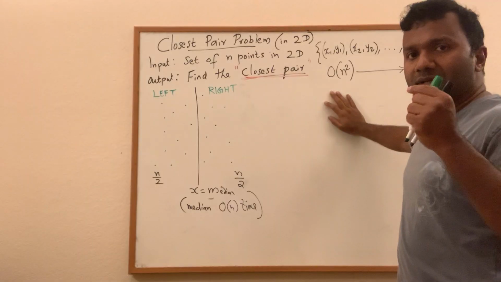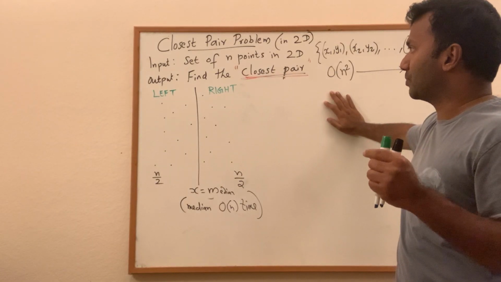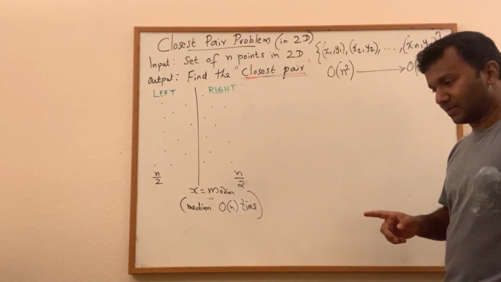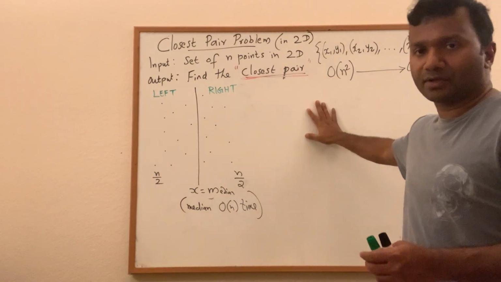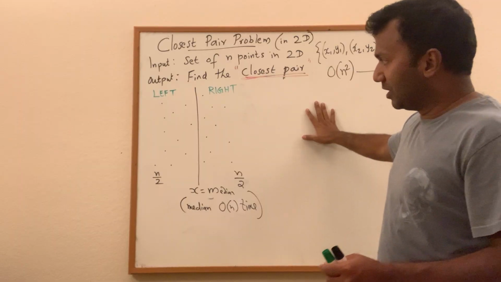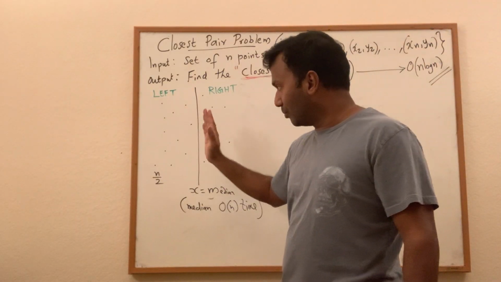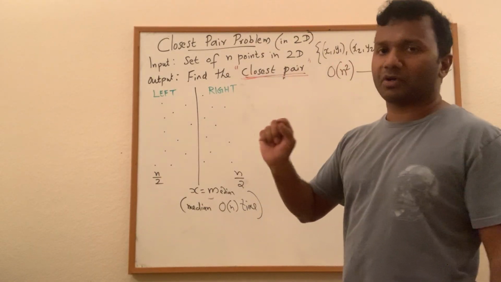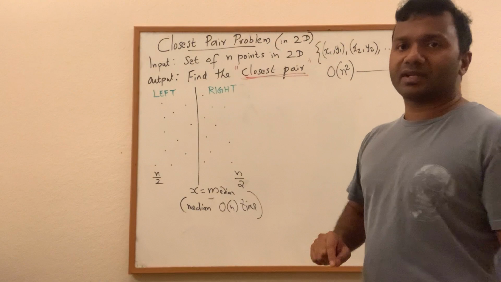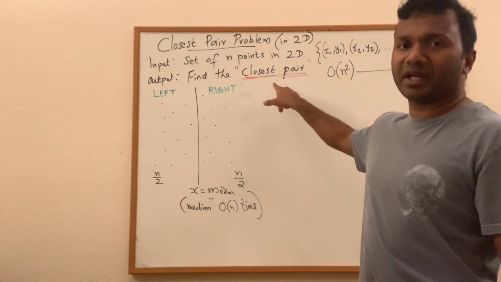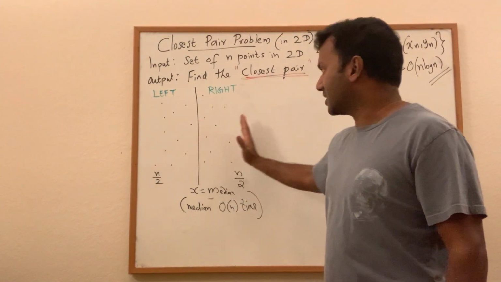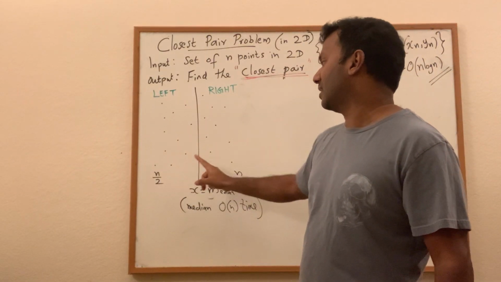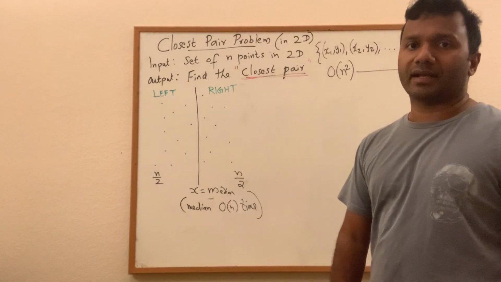Now there are three possible cases, right? The first case is this. The output which I am looking for, that is the closest pair, will be on the left side, that is both points within my closest pair will be on the left region. Another possibility is both points within my closest pair will be on the right side, and the last case is one point on the left side and the other on the right side.